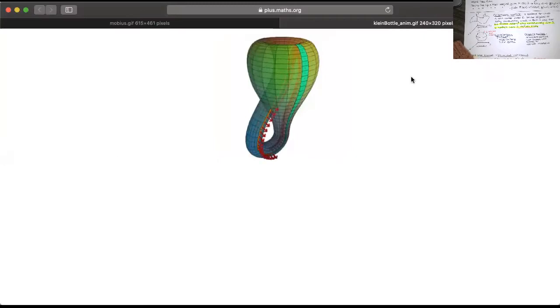So here is a Klein bottle. You see how that normal vector sort of abruptly changes sides? Like if you're on the inside, eventually you end up on the outside. If you're on the outside, eventually you end up on the inside. It's very strange. Here's a Mobius strip.